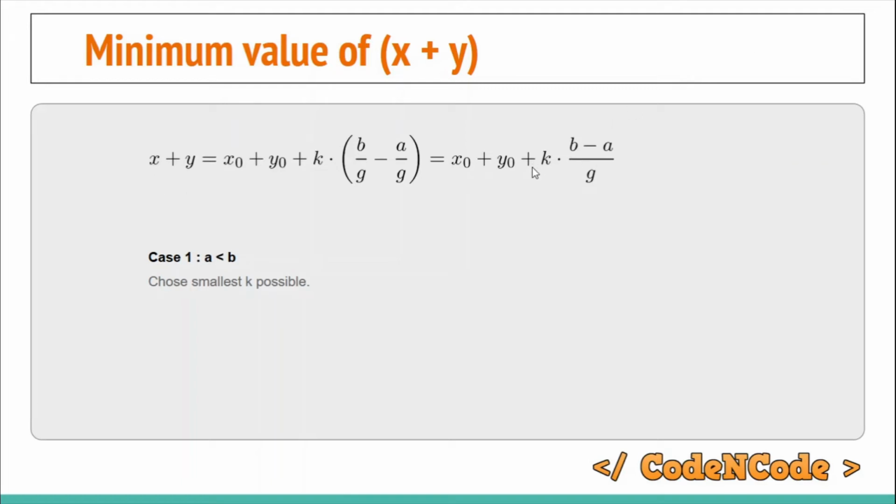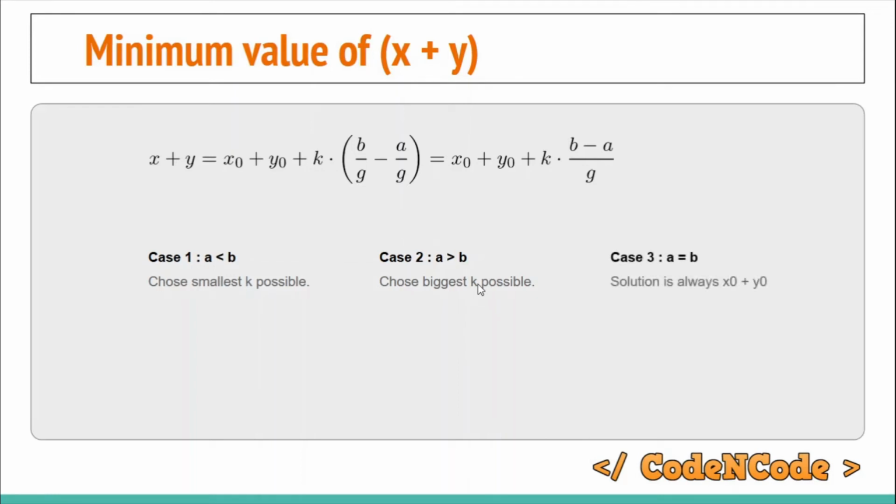If you choose minimum k, because x0 plus y0 is a constant term, and this is also a constant term, the whole thing depends upon the value of k. So choose minimum k because this term is positive. If a is greater than b, this whole term is going to be negative, right? So in that case, you need to choose the maximum possible k, so that this whole term gets as negative as possible. That is why in that case you need to choose the biggest possible k.